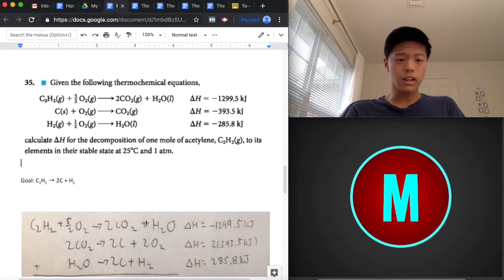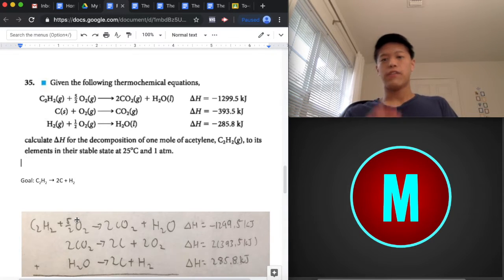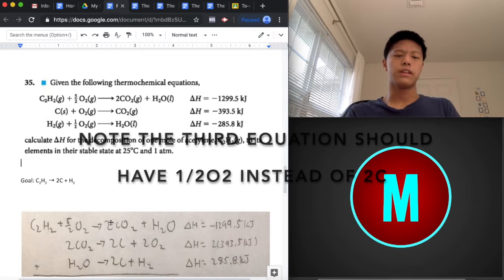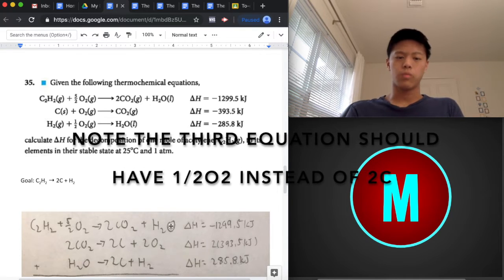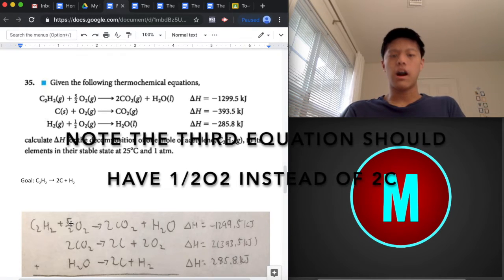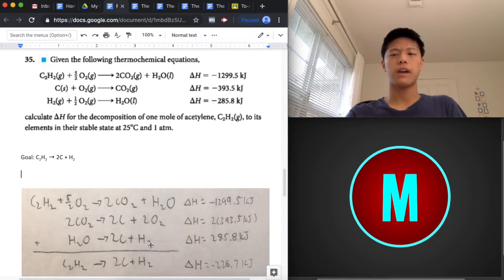So now as you can see here, if we try to cancel everything out, you'll notice that the carbon dioxides cancel out, the waters cancel out, and the oxygens cancel out. But anyways, the idea is that everything cancels out, and you're left with this formula at the bottom, and you have to add up all your delta H values to get the final one, which is negative 226.7 kilojoules.